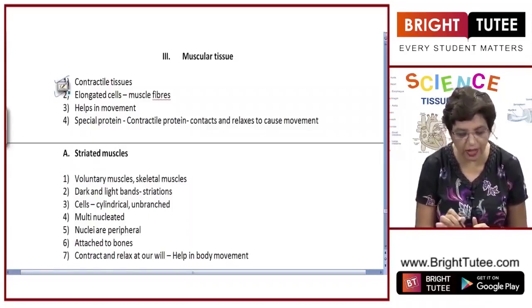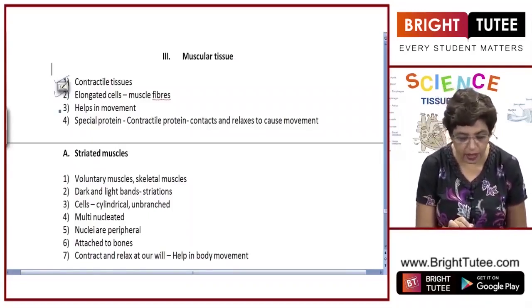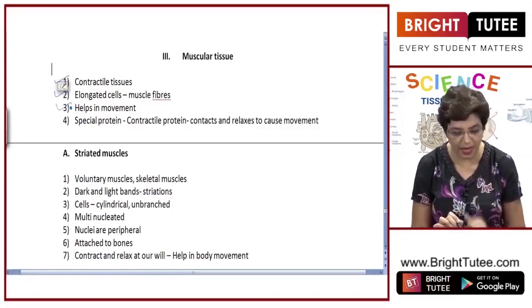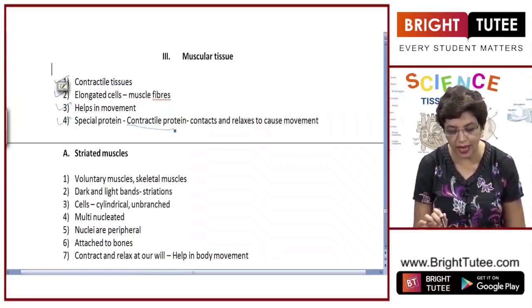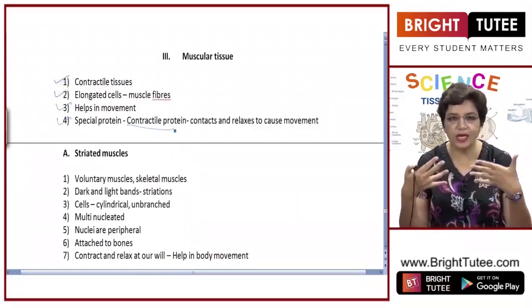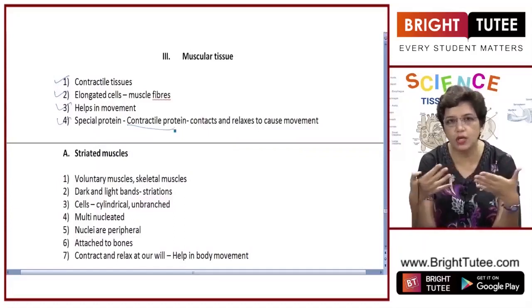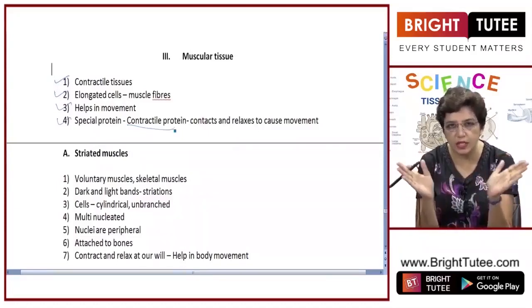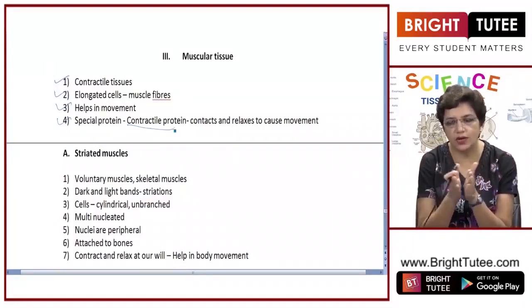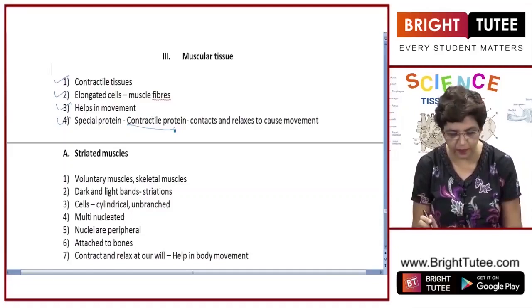The cells are elongated. Each cell is also called a muscle fiber. They help in movement. This is the main function. They contain special proteins which are called contractile proteins. So contractile proteins basically overlap and then relax. So due to this contraction and relaxation of these proteins, the muscle cells, the muscle tissue can contract and relax, and this contraction and relaxation helps in movement.